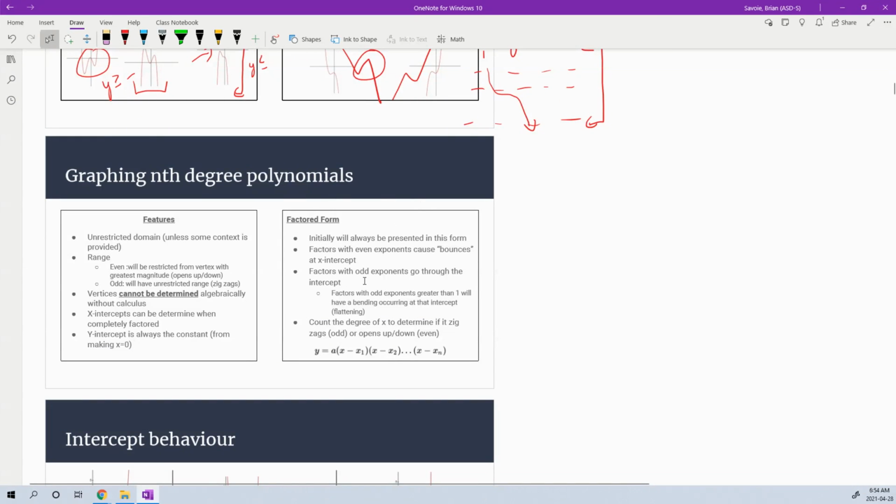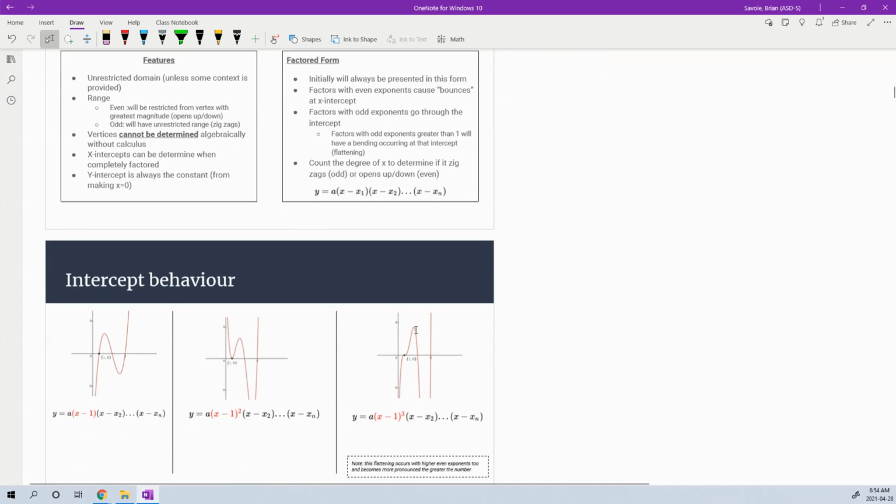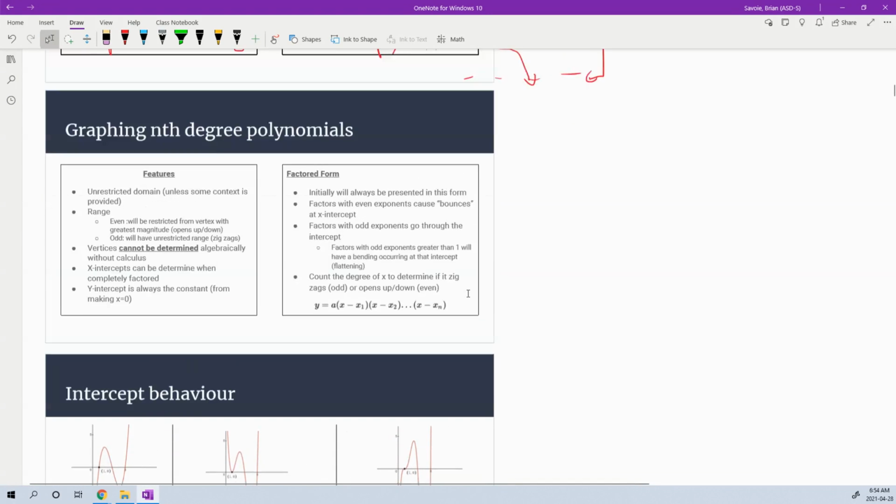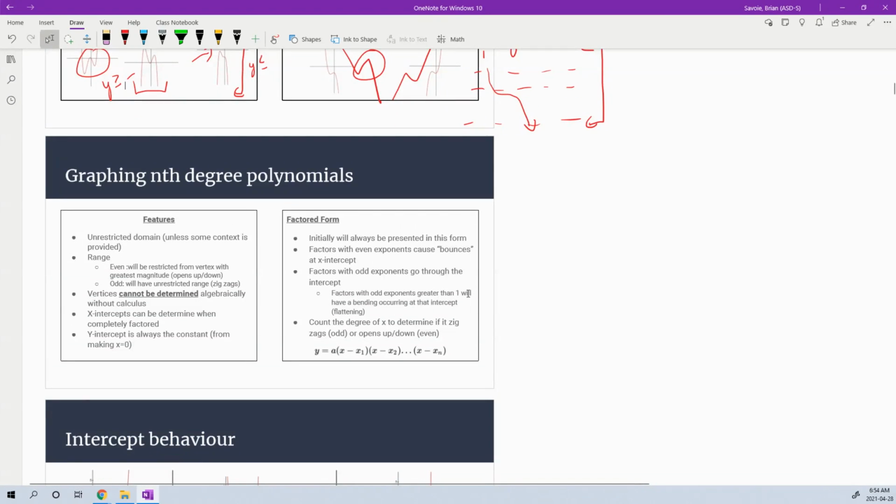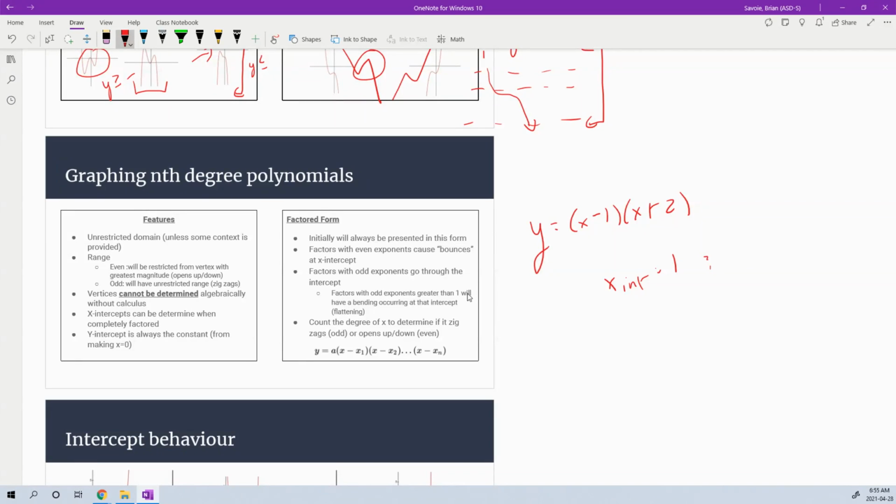When we're graphing these at this level, they're going to be presented primarily in standard form or in factored form, or you're going to be able to easily get to factored form. When we look at these in factored form, just a little reminder, you've been graphing in factored form with quadratics. If I said a quadratic in factored form is x minus 1, x plus 2, you would say there are x-intercepts at 1 and negative 2.